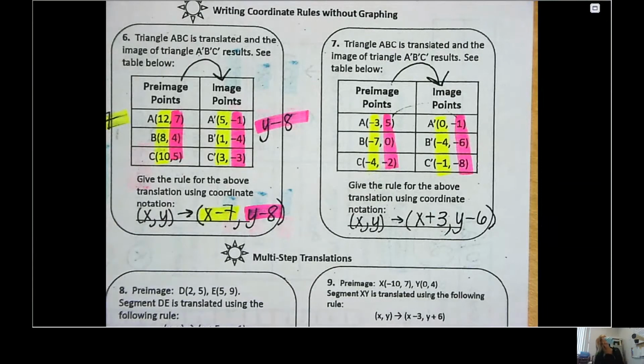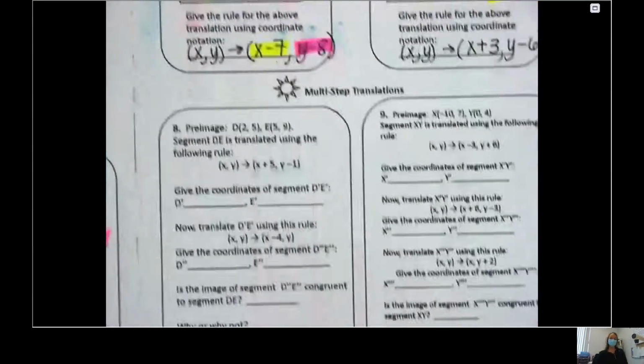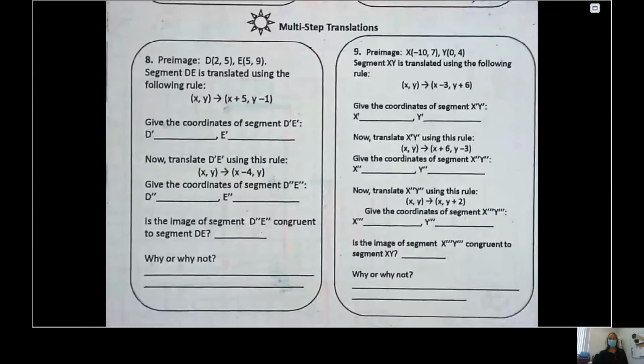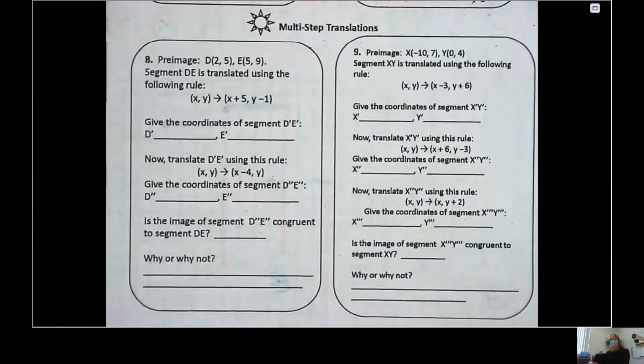Multi-step translations. In the multi-step translations, that means you're going to take a picture, the pre-image. I'm going to translate it once, and then I'm going to translate it again. So maybe I slide it to the right and up, and then the second time I slide it to the left and down. But you're taking the same picture, you're just sliding it multiple times. That's all a multi-step translation is.